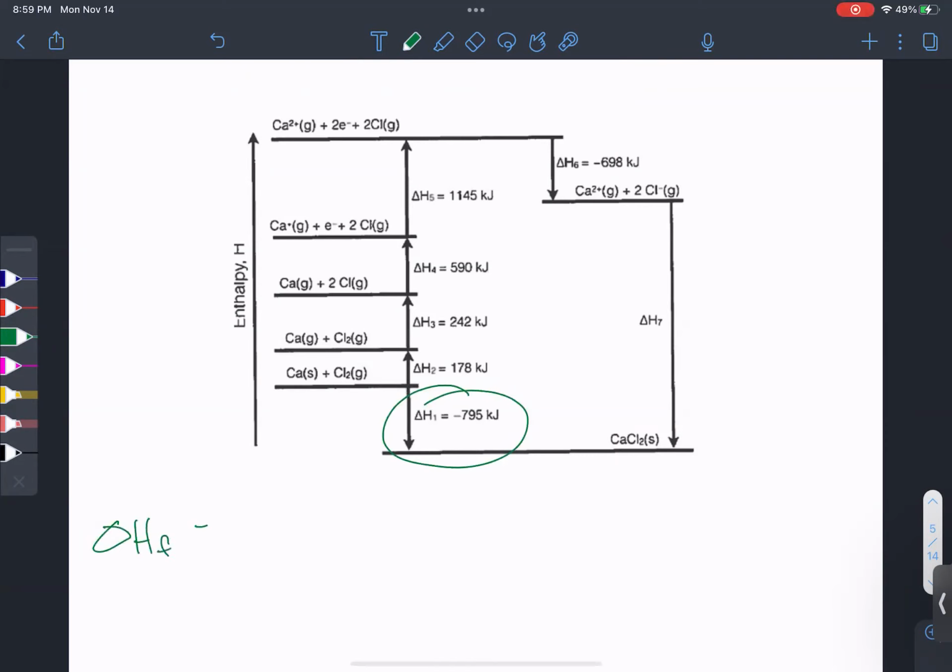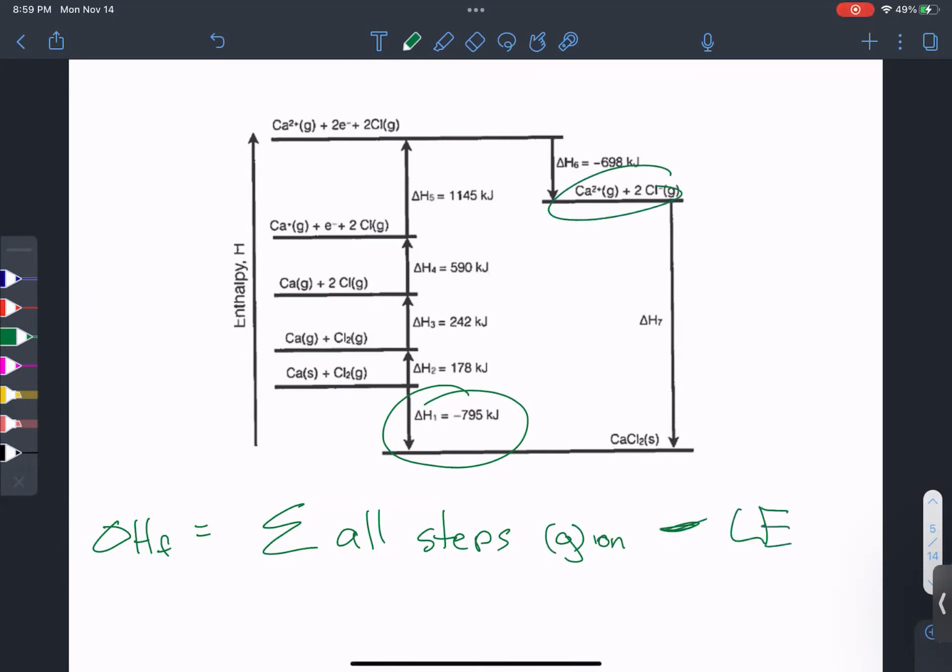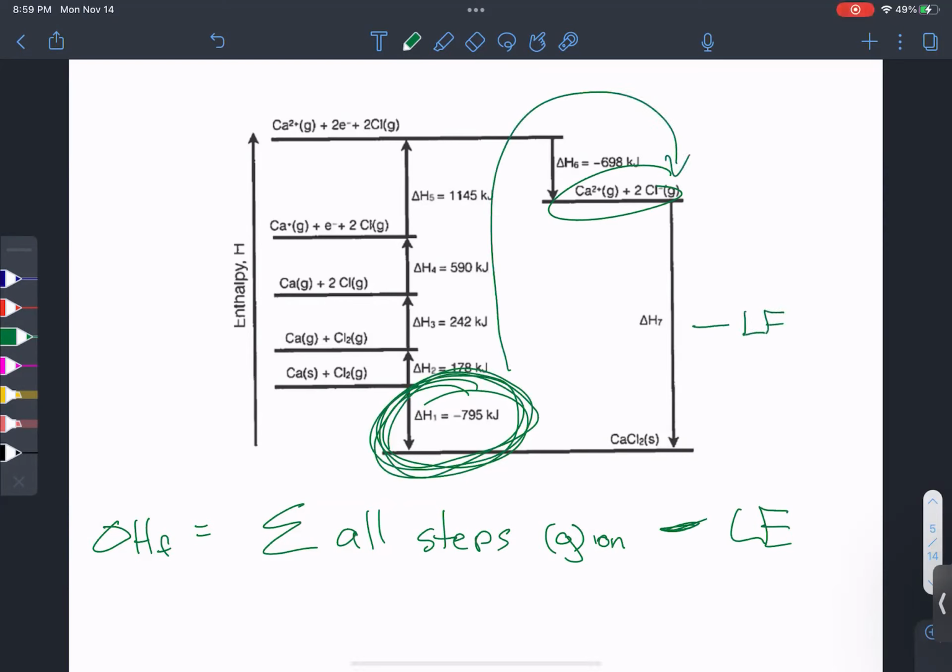The delta H of formation equals the sum of all the steps up until the lattice energy step, so all the steps until you have the gaseous ions, minus lattice energy. That's it. You take the formation step, add up all these steps to get to here, and then subtract lattice energy. Doing the subtraction gives you a lattice energy that is a positive value.